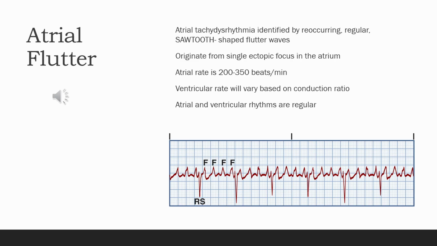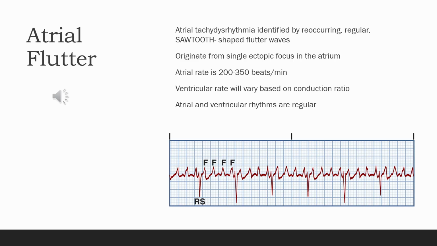So now let's talk about what causes atrial flutter. So A-flutter typically occurs in patients with underlying heart disease rather than a healthy individual. So some common causes would be coronary artery disease, hypertension, mitral valve disorders, a pulmonary embolism, the use of certain drugs such as digoxin or quinidine.